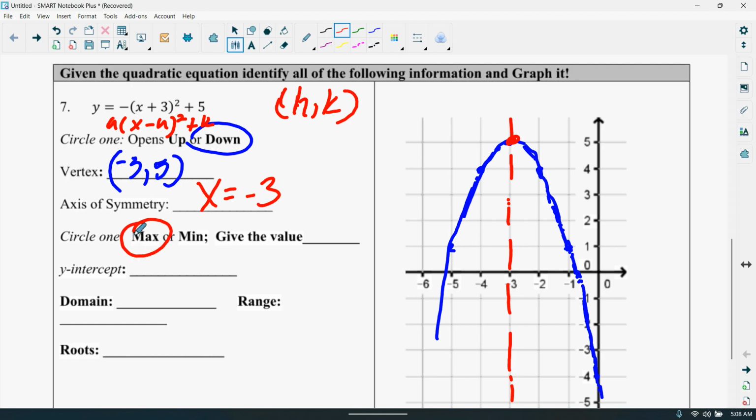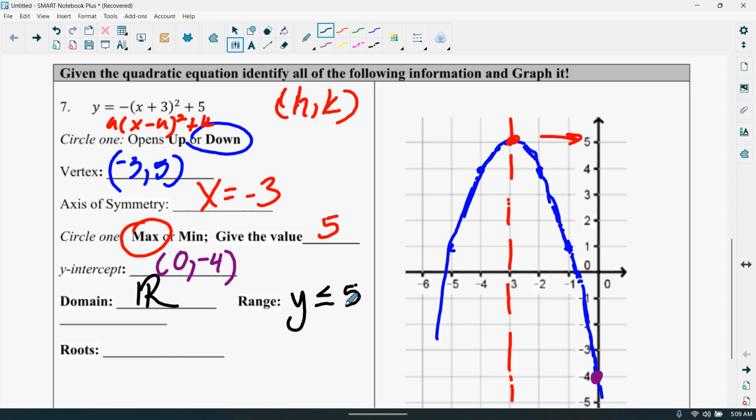This had a max. The max value, meaning how high is it? To get that value, you have to look at the y value here. The max is at 5. Our y-intercept, where it touches the y-axis, is at (0, -4). Our domain is always all real numbers, and our range corresponds with our max. So this is opening down, so y is less than or equal to 5.